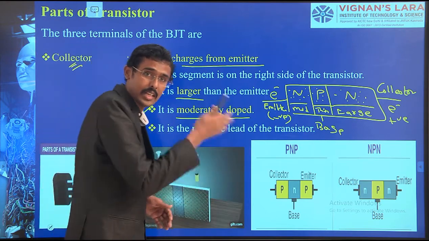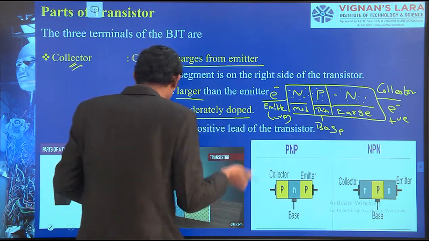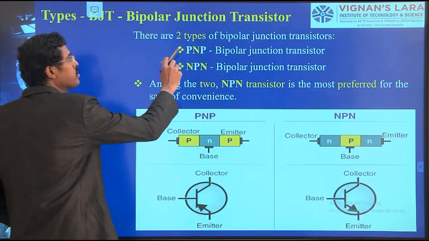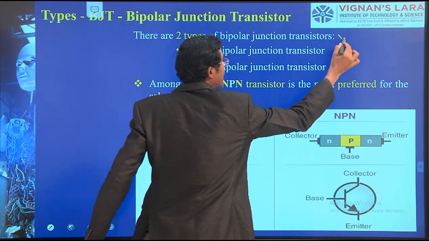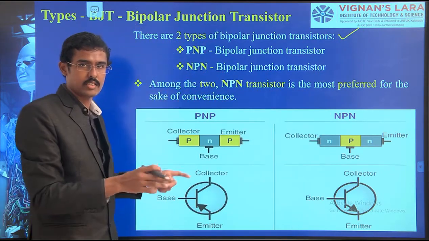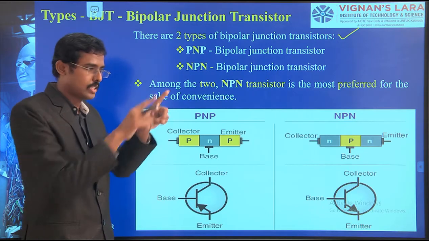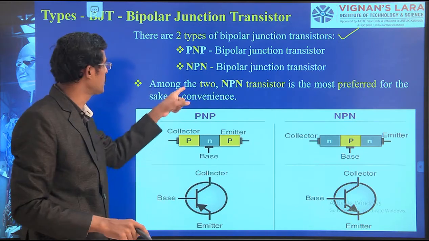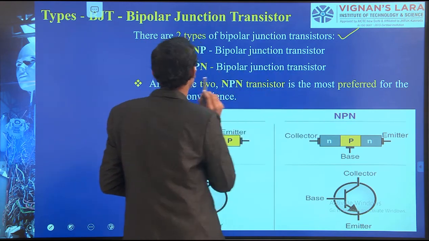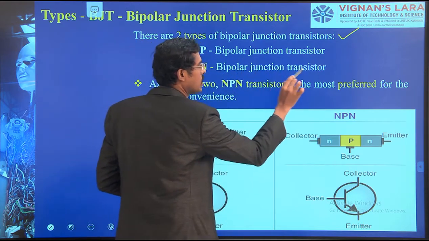How the base connection is converted into the boosting process, that we have to talk about. Now the part is ready. There are two types of bipolar junction transistors as classified in the main list of transistors. Two types we have classified: NPN and PNP. That is the point I have given again here. The PNP bipolar junction transistor and the NPN bipolar junction transistor.